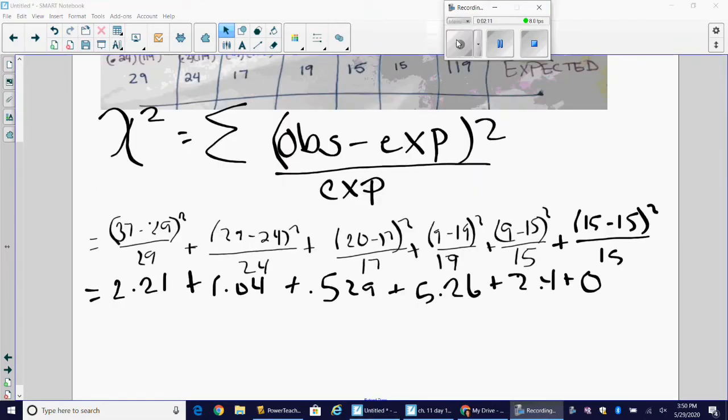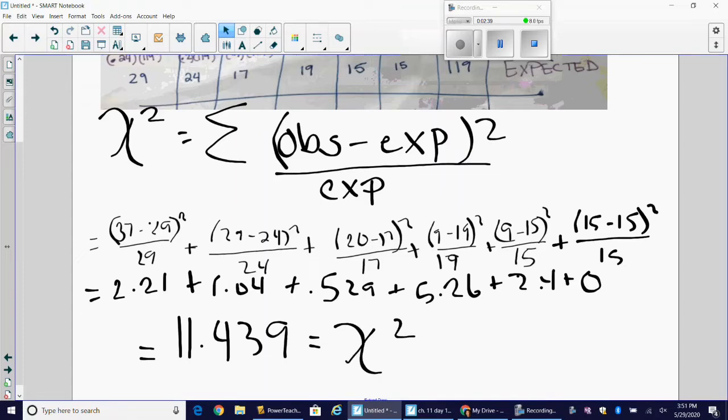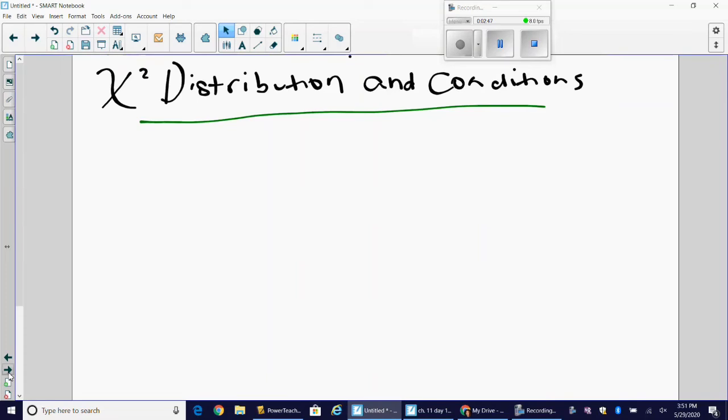So what I'm showing here is how to calculate chi-squared. Pause if you need to. So I take the observed minus the expected squared divided by the expected amount, sum that up, and I get my chi-squared, which is 11.439. Now we have to ask ourselves, well, is that a big number? Is that significant?